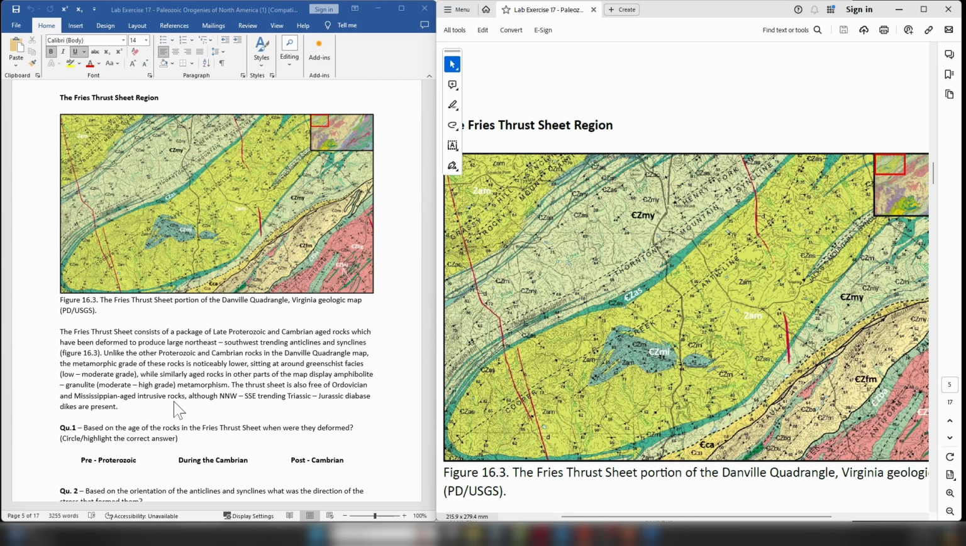So if you remember, other parts of the map area have been intruded by these Ordovician and Mississippian age rocks, but the Fry's thrust sheet has not. So we can work out straight away, number one, it's definitely been deformed at least once, and the metamorphic grades might suggest something about where it was located. Was it distal or proximal to the mountain range?